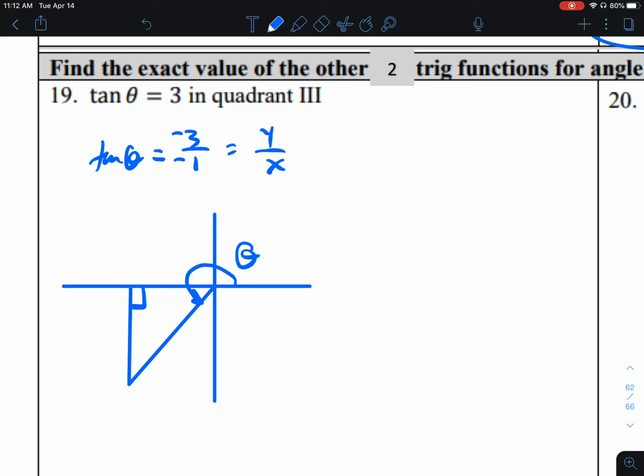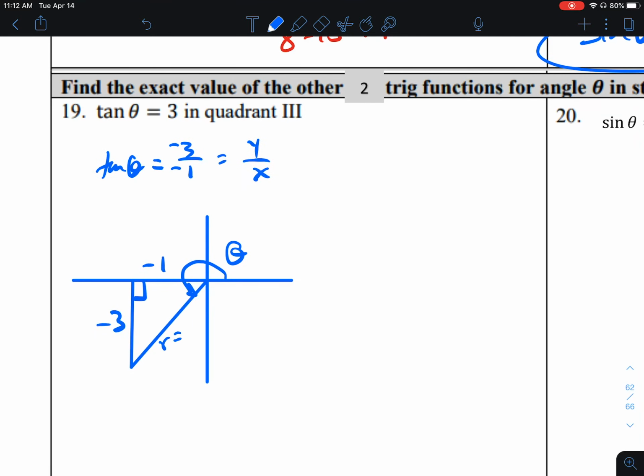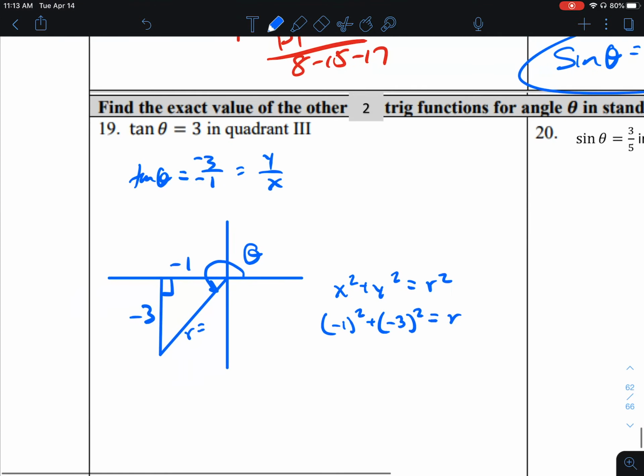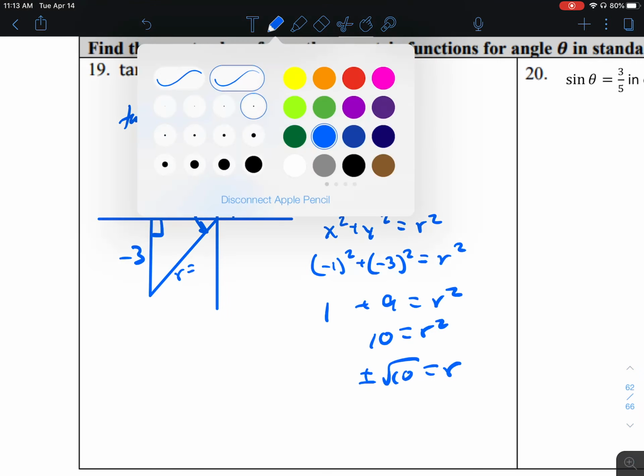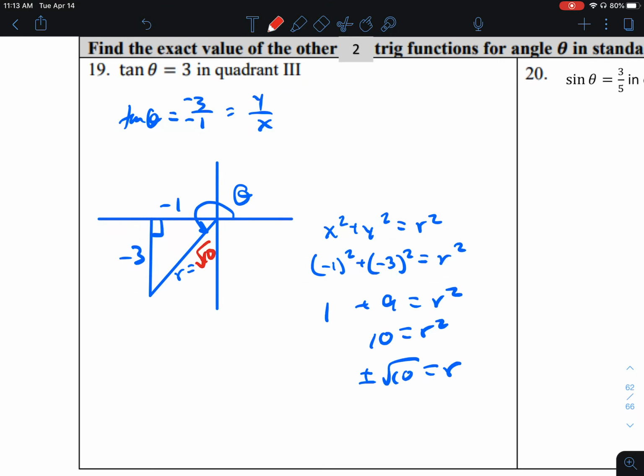we got x is negative 1, y is negative 3, and we don't know what r is. To figure it out, we're going to use the Pythagorean theorem. X is negative 1, y is negative 3, and don't know what r is. Negative 1 squared is 1, 3 squared is 9, 1 plus 9 is 10, square root both sides, you get plus or minus the square root of 10 is r. R is always positive, so it's the square root of 10.